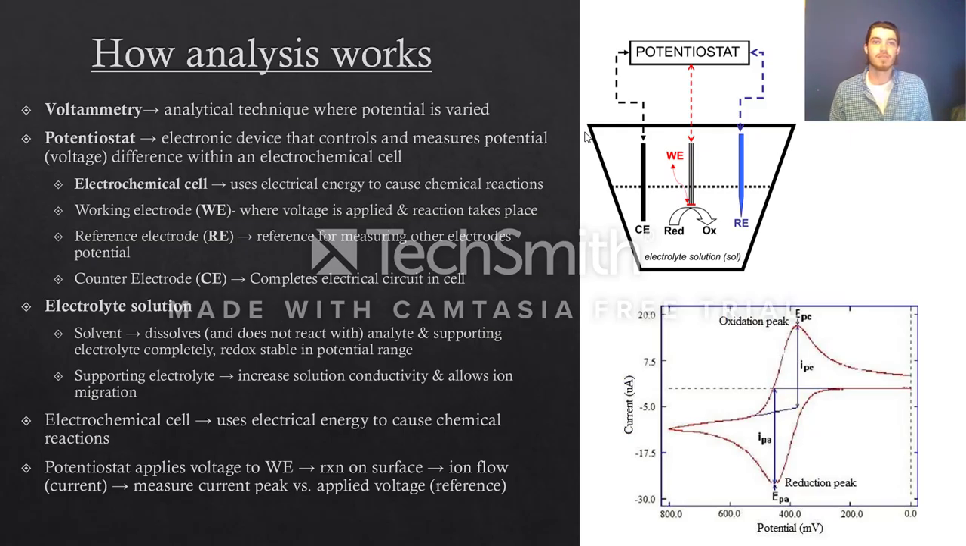Voltammetry works by using the potentiostat to apply voltage to the working electrode, creating a voltage difference between it and the reference electrode, which drives the electrochemical reaction on the working electrode surface where electrons flow into the analyte. Then, the ions in the electrolyte solution move to compensate for the charge and flow through the counter electrode, therefore closing the circuit and creating a current.